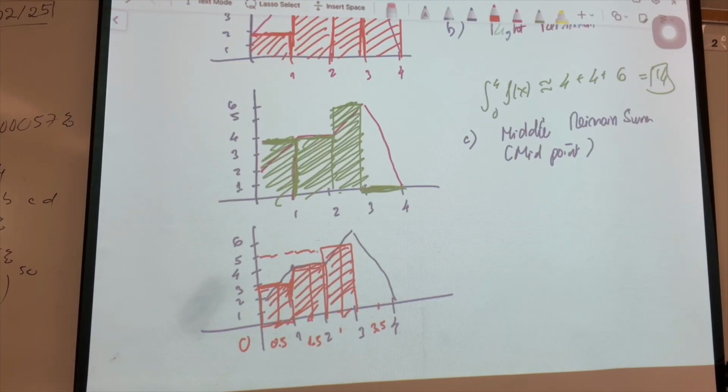That's why they call it midpoint. 3.5 at 1, 2, 3, right? It's still 3. So they're all 3.